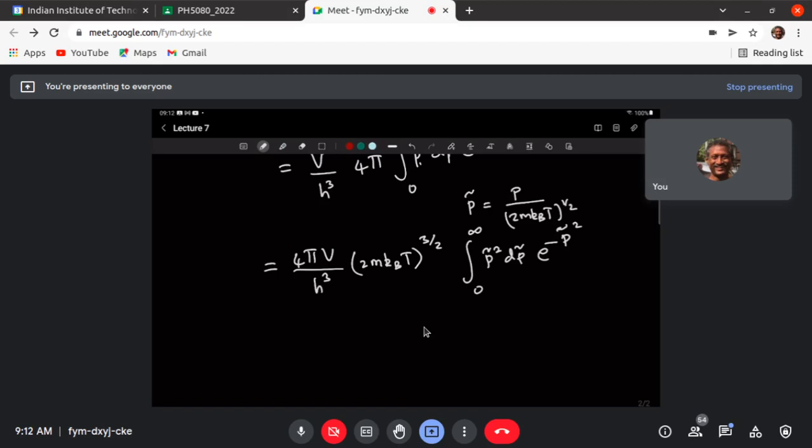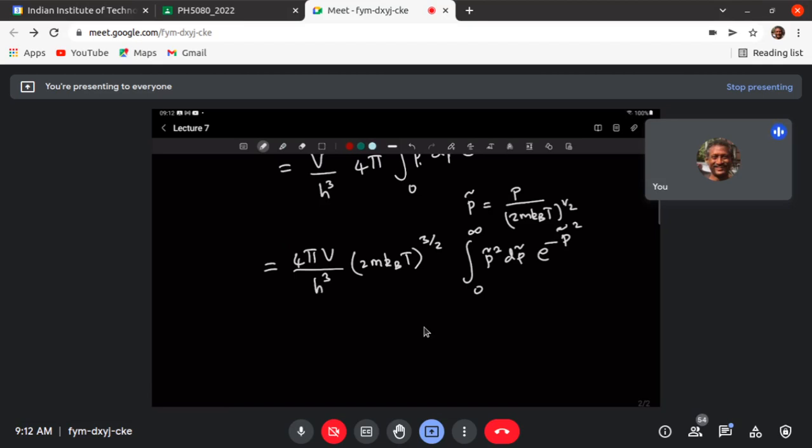Sir, we have to use the integral form of the gamma function, right? Yeah, we can use that. It will be some gamma half, gamma 3 by 2 or something like that. The gamma function is defined in terms of the exponential, so you need to make one more change of variable.